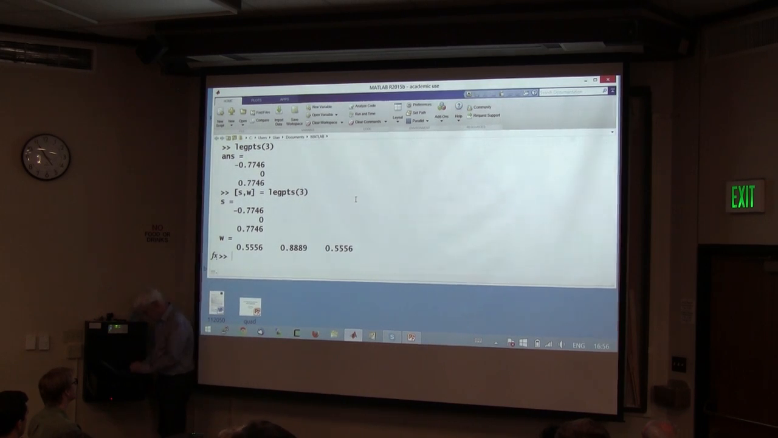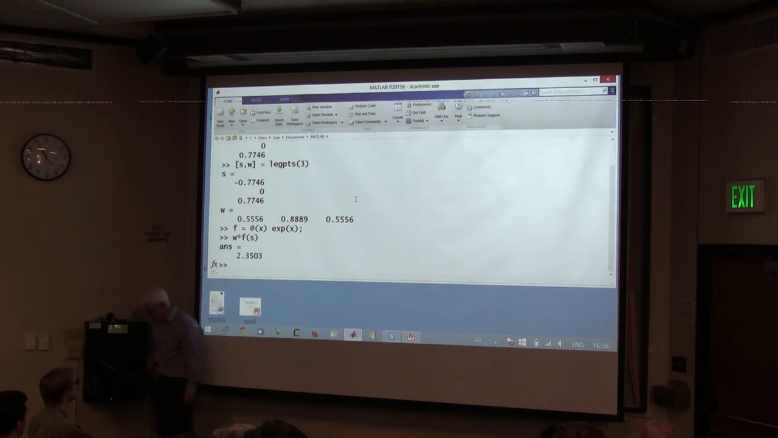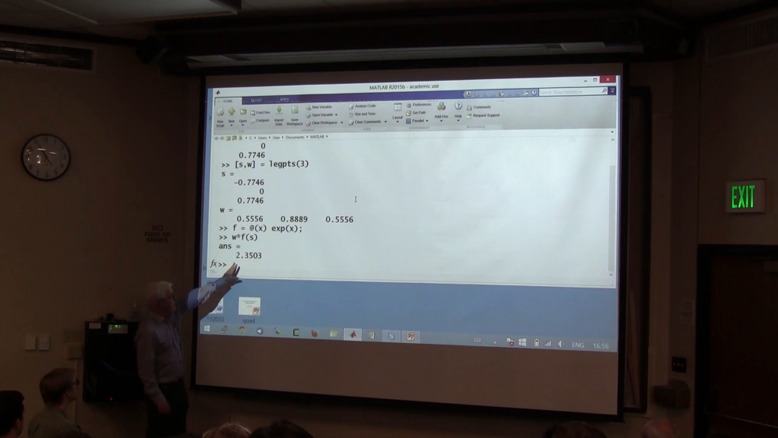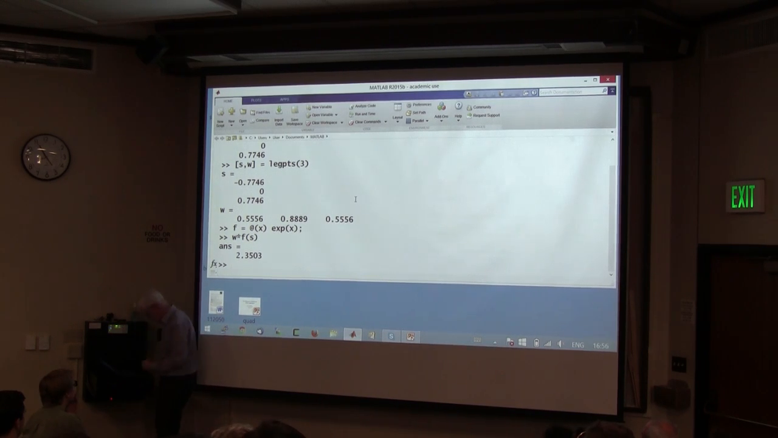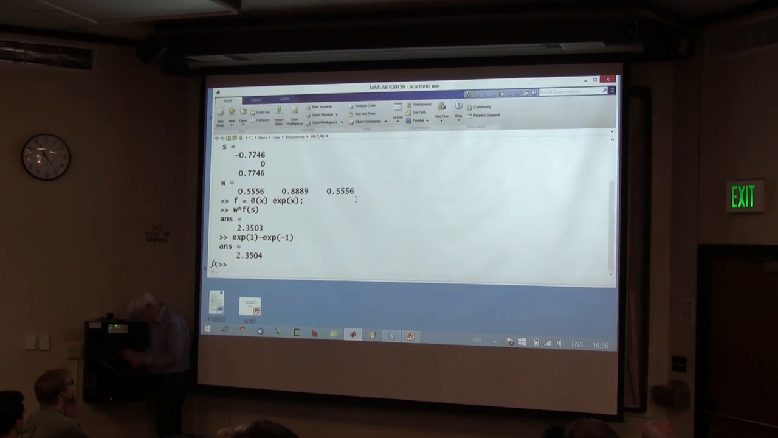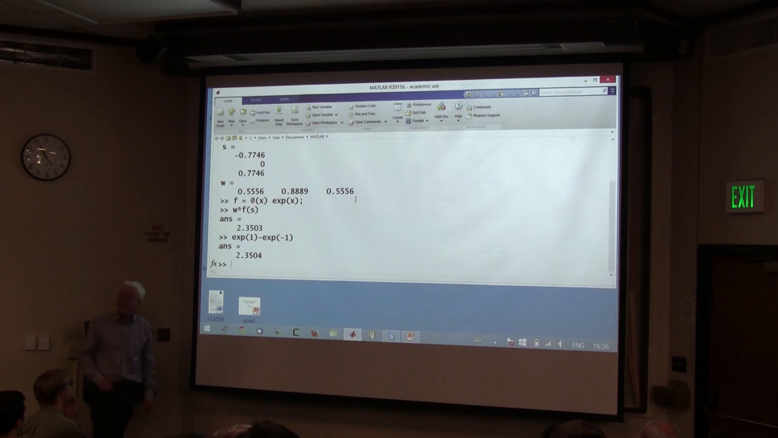So if I wanted to integrate, you know, e to the x, say, but I'll make a function e to the x, I could now say w times f of s. That is the Gauss quadrature approximation to the integral of e to the x on the unit interval based on 3 points. I'm sure most of you immediately know whether that's accurate or not. So let's see, the exact result should be e to the 1 minus e to the minus 1. So pretty accurate. And that's only 3 points, of course.